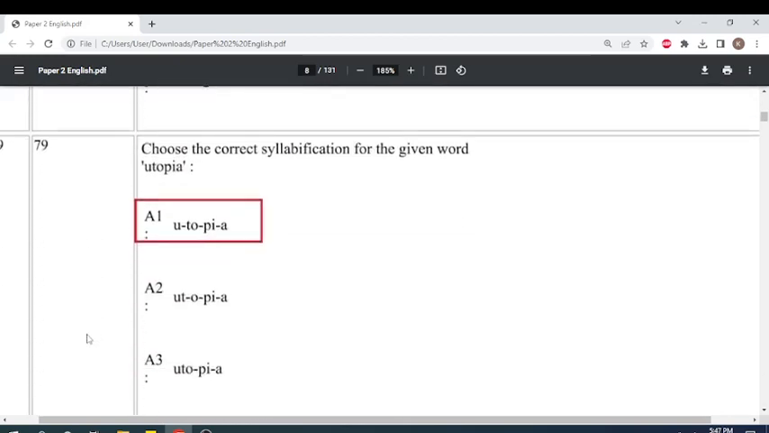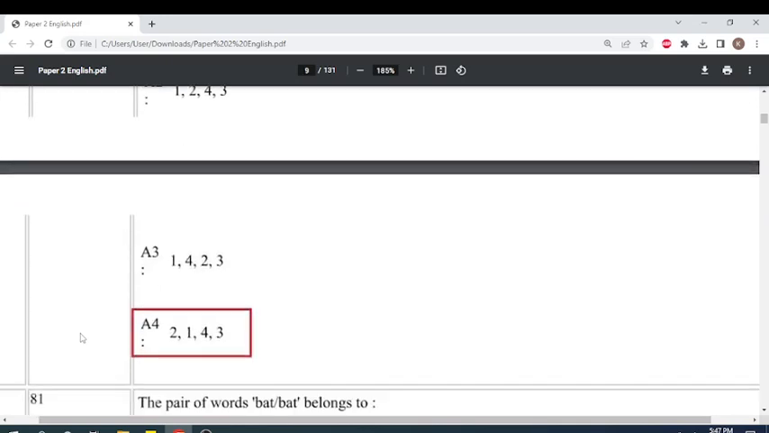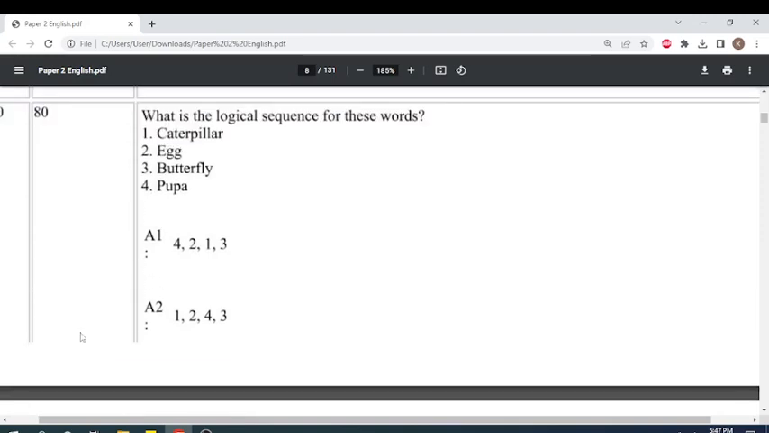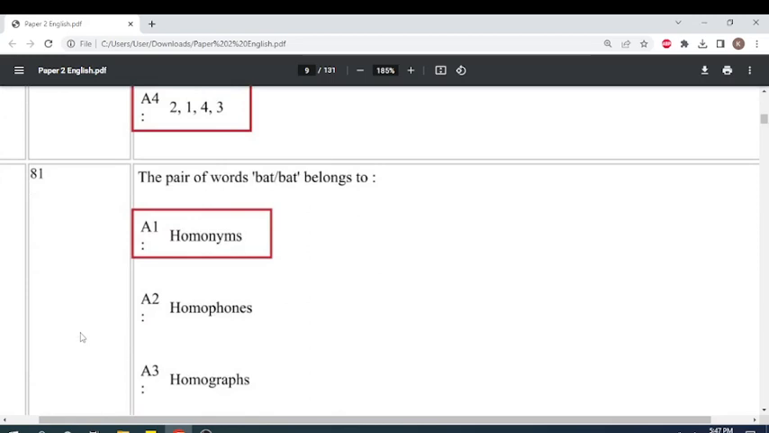79. Choose the correct syllabification for the given word utopia. U/to/pi/a. 80. What is the logical sequence for these words? 1 caterpillar, 2 egg, 3 butterfly, 4 pupa. Answer, A4, 2, 1, 4, 3. Eighty-one question. The pair of words bat and bat belongs to homonyms.